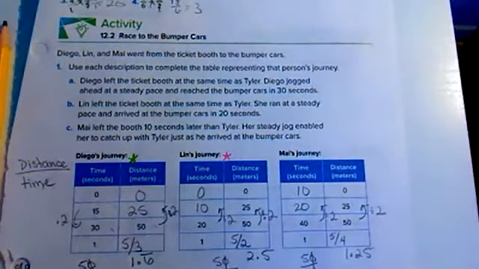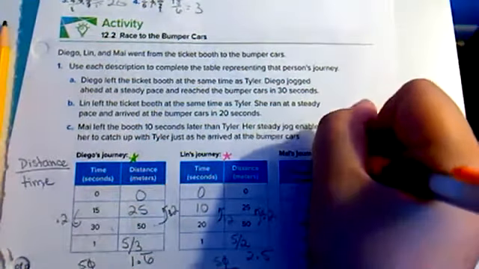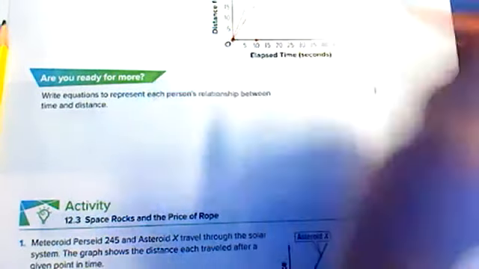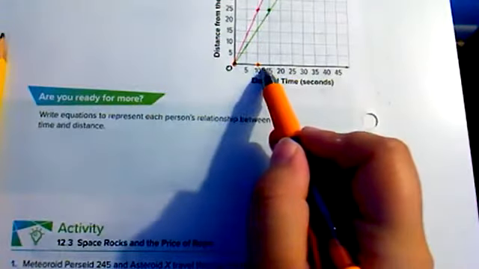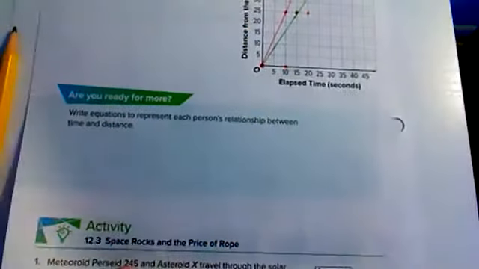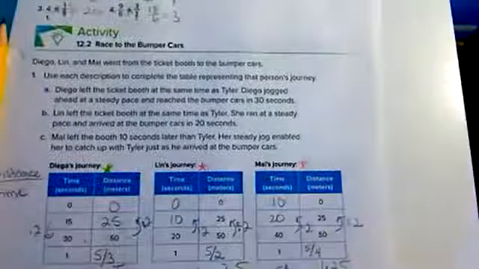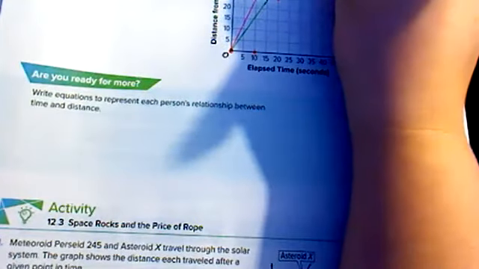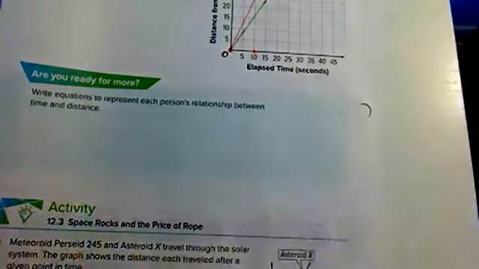Now I'm going to switch colors, and I am going to go to orange for Mai. So at 10 seconds, she had gone 0 meters. So I'm going to go over to 10 and then stay on the axis because she hadn't gone anywhere. So 10, 0 is her first point. Then we have 20, 25. So we go over to 20 and we are going to go up to 25. And then our last point for her is 40, 50. So at 40 seconds, she went 50 meters. Again, I'm going to just use my straight edge here to connect the dots.